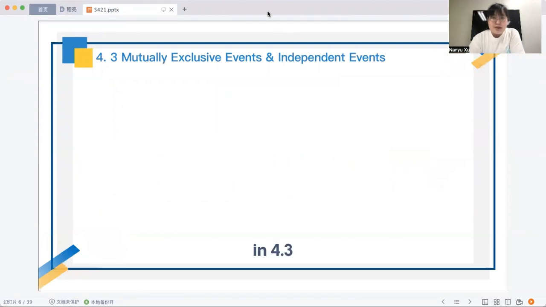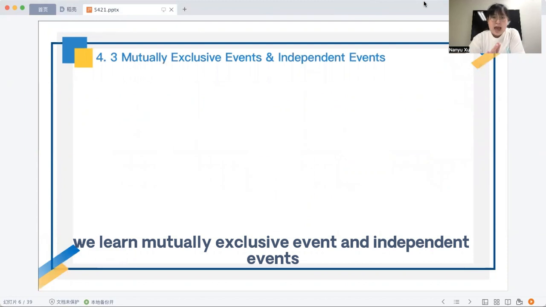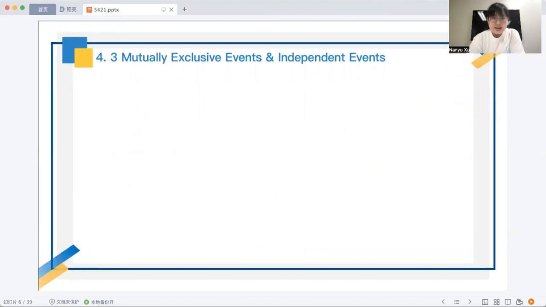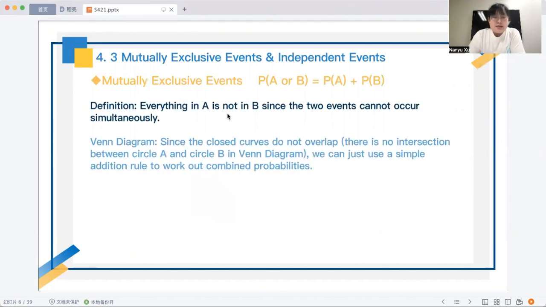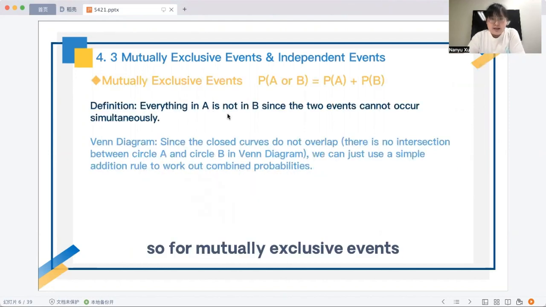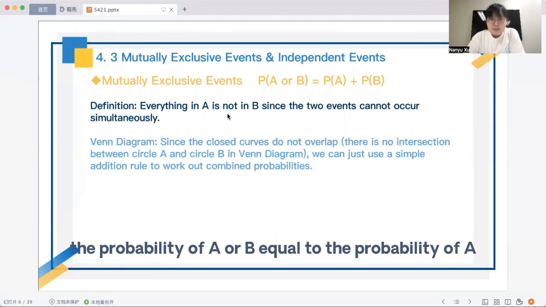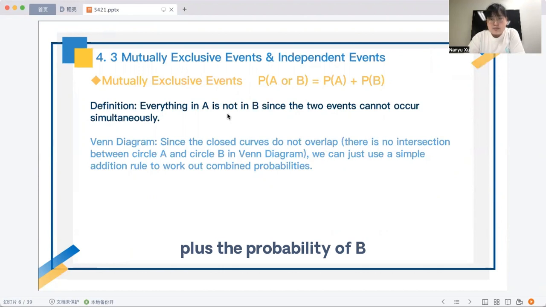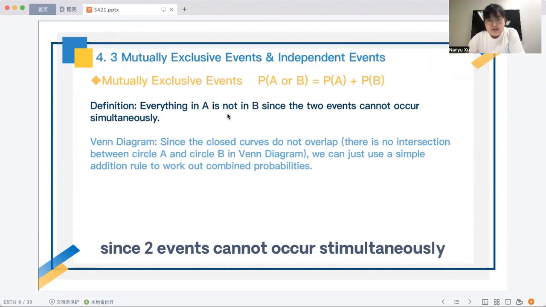In 4.3, what did we learn? We learned mutually exclusive events and independent events, right? For mutually exclusive events, the probability of A or B equals the probability of A plus the probability of B. And what is the definition? Everything in A is not in B, since the 2 events cannot occur simultaneously.